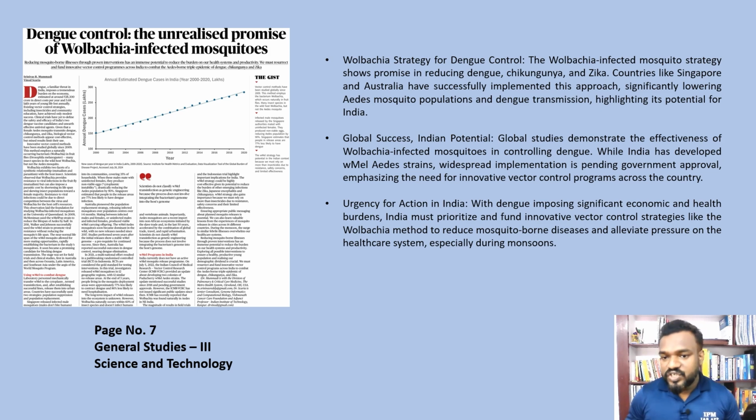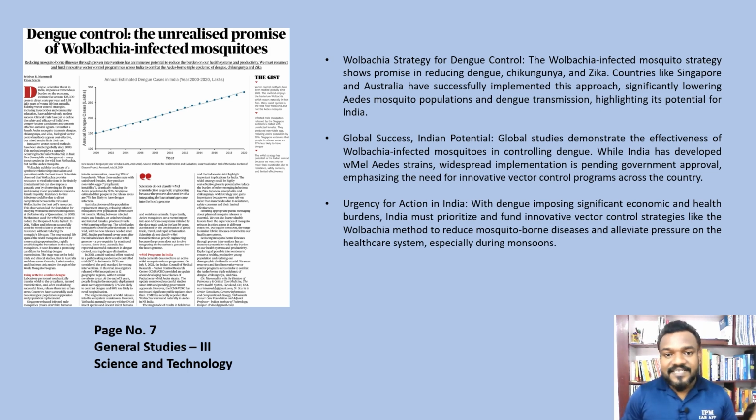The Wolbachia infected mosquito strategy shows promise in reducing dengue, chikungunya and Zika. Countries like Singapore and Australia have successfully implemented this approach, significantly lowering Aedes mosquito populations and dengue transmission, highlighting its potential for India. So basically the Wolbachia strategy was helpful and successful in Singapore and Australia. So they wanted to introduce that in India also.